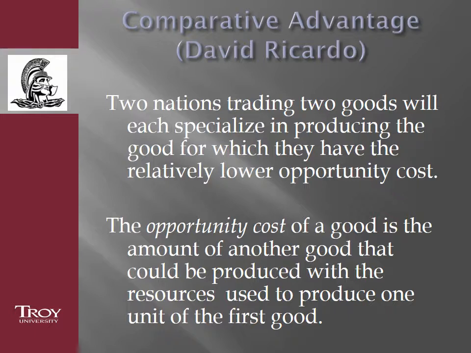Happens a lot. Comparative advantage is very awkward to talk about because we have to talk about two nations trading two goods. And each nation will specialize in the good for which they have the relatively lower opportunity cost. Where the opportunity cost of a good is the amount of another good that could be produced with the resources used to produce one unit of the first good.